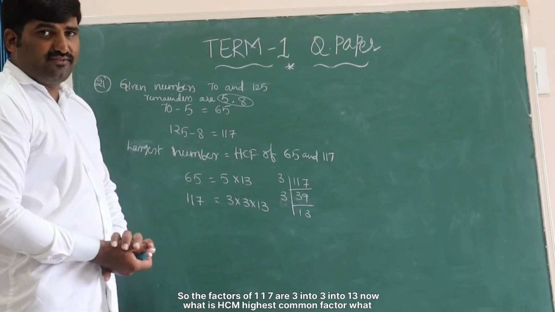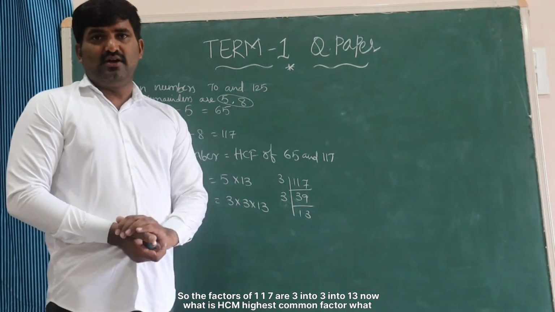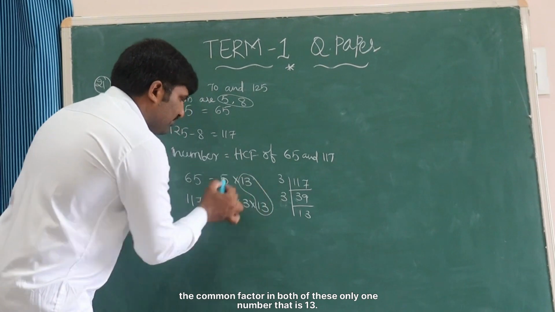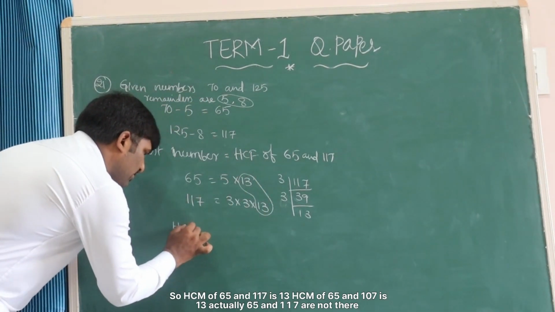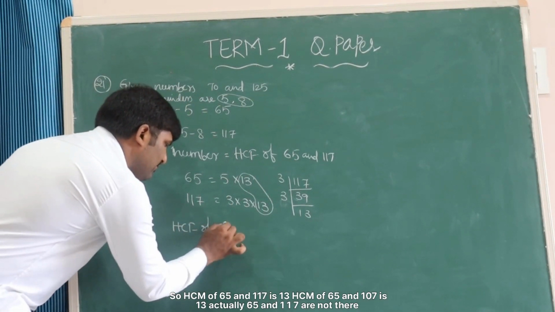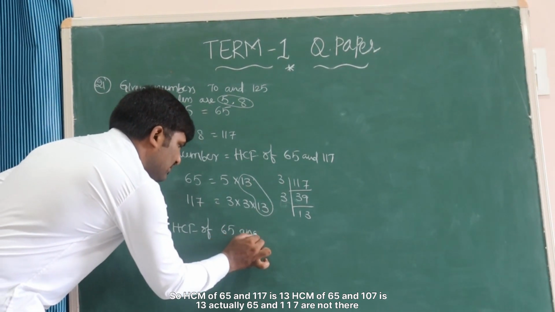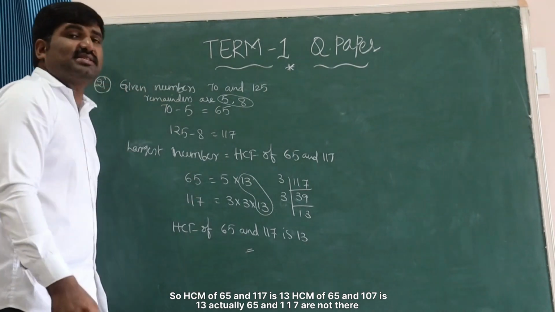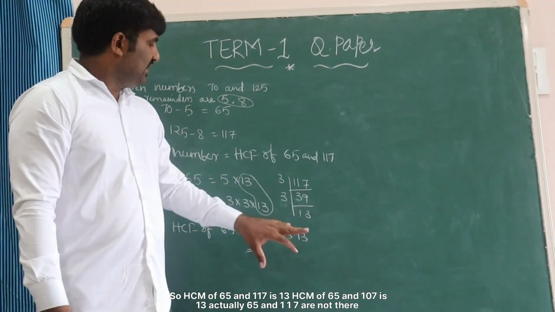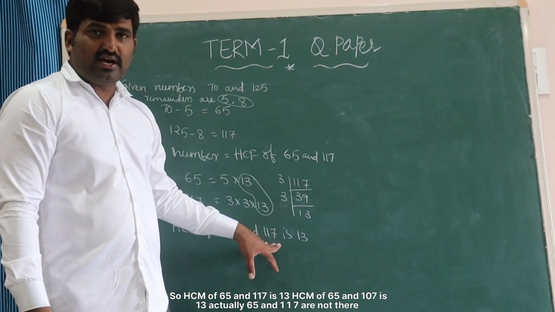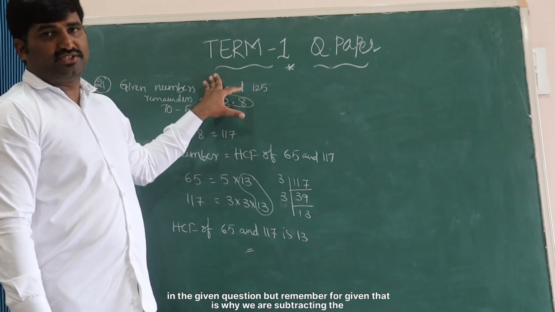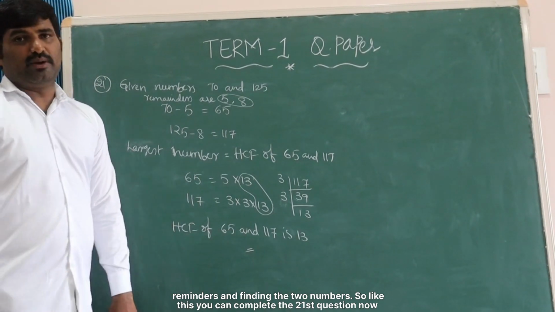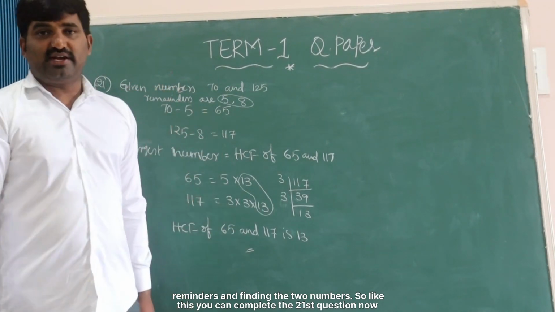Now what is HCF? Highest common factor. What is the common factor in both of these? Only one number, that is 13. So the HCF of 65 and 117 is 13. Actually 65 and 117 are not in the given question, but remainders are given. That's why we subtract the remainders and find the two numbers. So like this you can complete the 21st question.